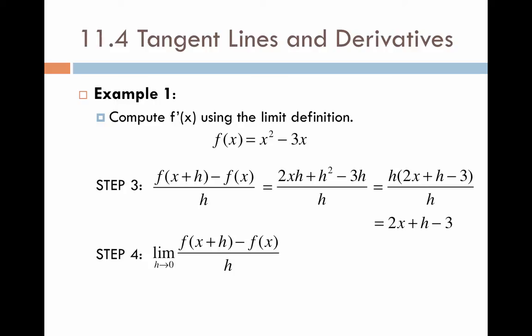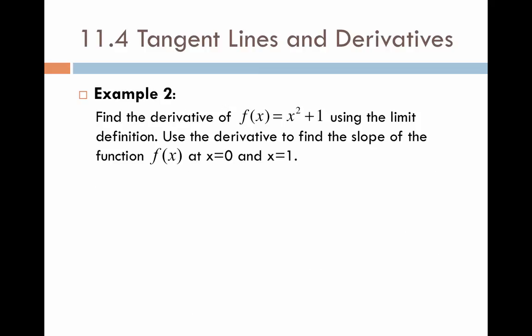The last step is to finally take the limit of that difference quotient, which is what I found in step 3. So I'm taking the limit as h approaches 0 of 2x plus h minus 3. And I get 2x minus 3. I use direct substitution. I plug 0 in for h. So the derivative f prime of x equals 2x minus 3. That's my answer.